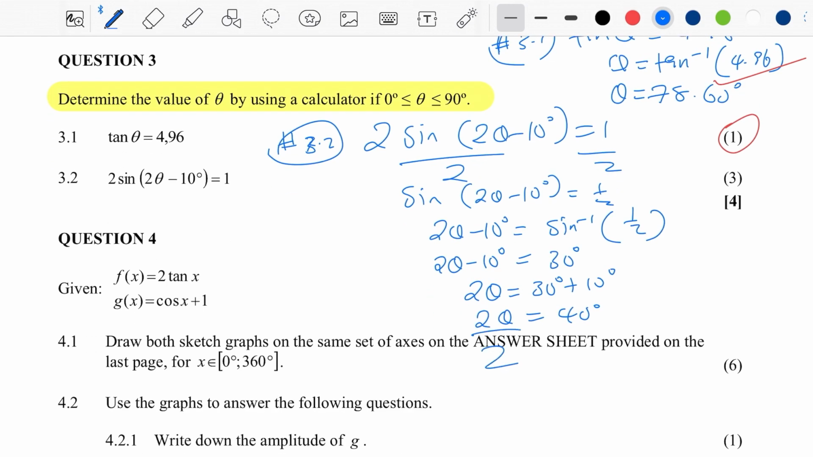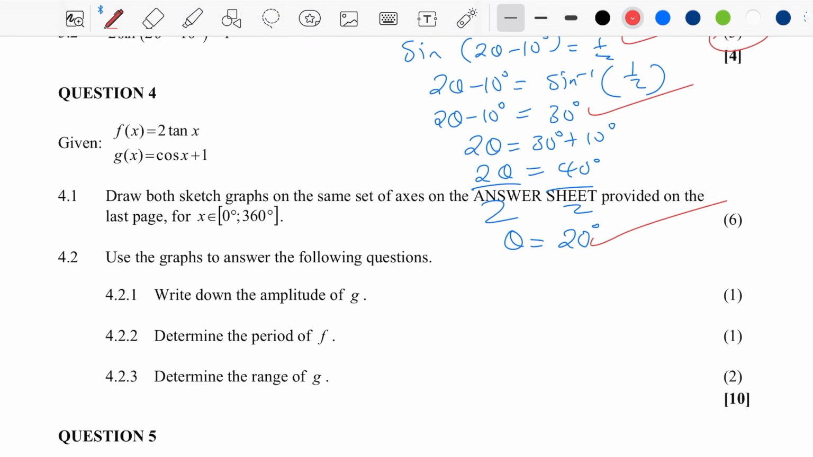Then you divide by 2 on both sides. So theta is equal to 20 degrees. 40 divided by 2 is 20. And then you get your mark for the answer. You get a mark for doing this. Of course, it's 3 marks. So you end there, also get a mark for doing that. So that's basically your 3 marks.